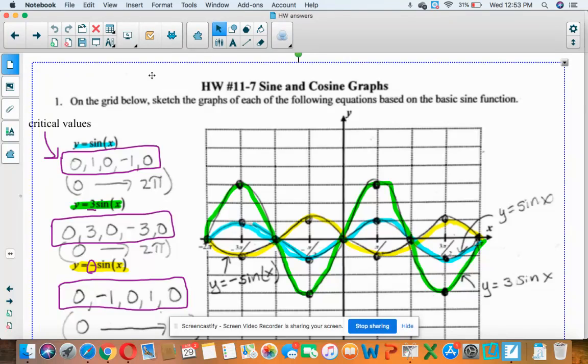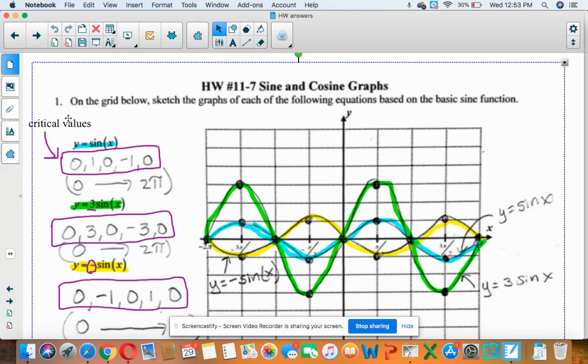Hi, Algebra 2. This is a video of the answers for the homework for 11-7, where we're actually graphing sine and cosine graphs. So the basic thing to remember is the difference between the sine and the cosine graph.